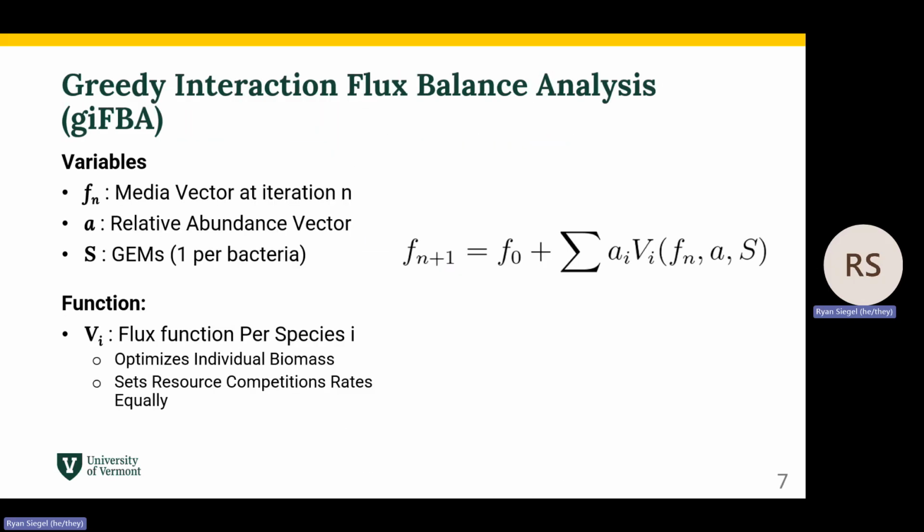And so we were seeking to create a model that's a little bit in between these. And so this is where giFBA comes from. And with this, we have an iterative map that doesn't work in continuous time like DFBA. And the core driving function here is still FBA, where we maximize each microbe, but we do add an overconsumption adjustment by setting competition rates equally. This allows us to include the biological assumption that microbes have similar uptake mechanisms within them.